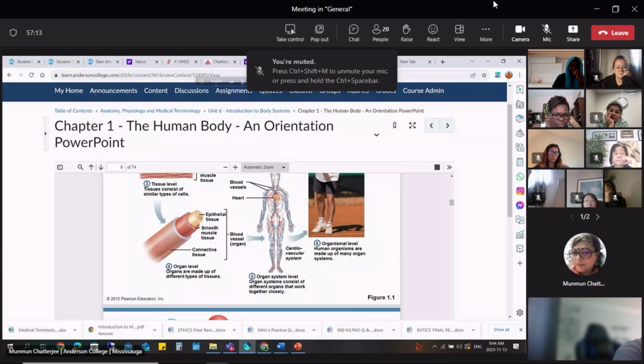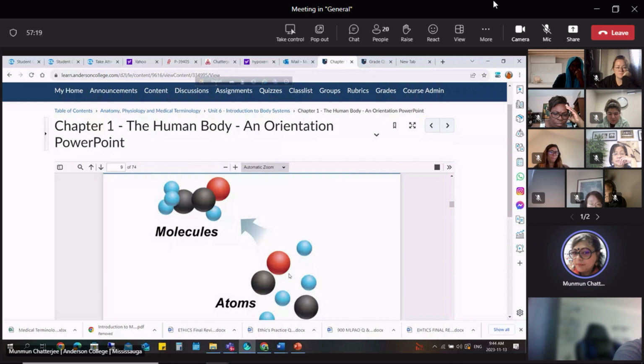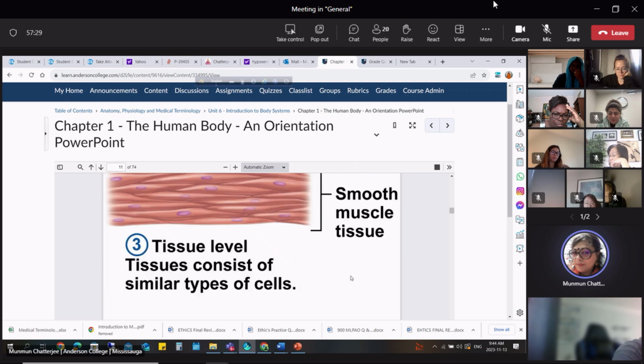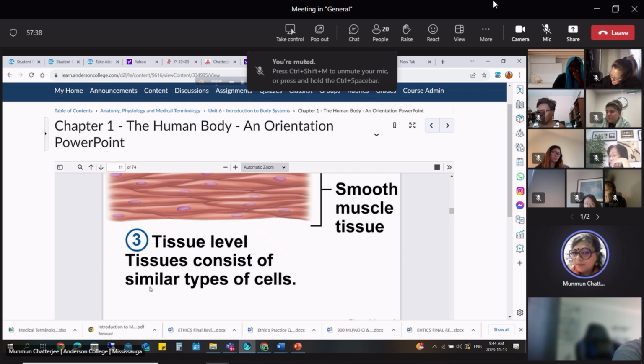Okay, so we are going to move forward. We already discussed the chemical level, and under the chemical level we have atoms and molecules. Next is the cellular level: cells are made up of molecules. Third, we already learned, is the tissue level: tissues consist of similar types of cells. Again, this is very important.